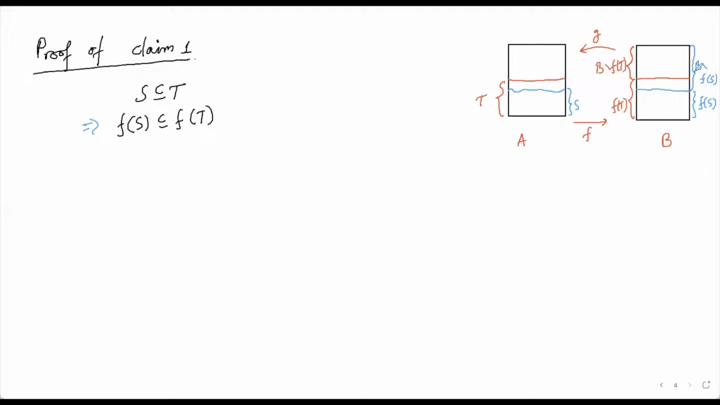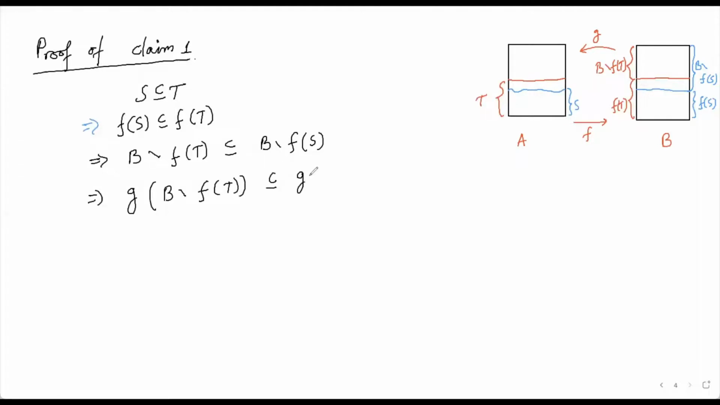So B minus f of S contains B minus f of T, and therefore what we have, this implies B minus f of T is included in B minus f of S. And this implies g of B minus f of T is included in g of B minus f of S.